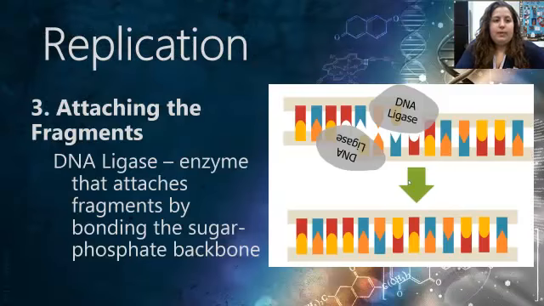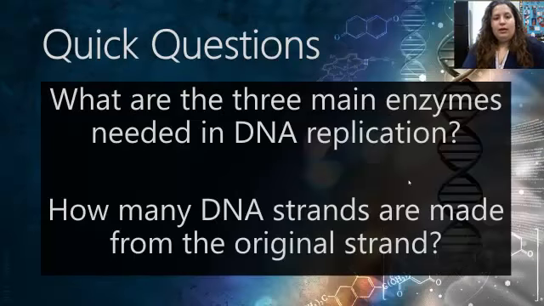The last part is we have to attach those fragments now. So you have all these Okazaki fragments, but they make up a discontinuous strand. The strand isn't brought together. And that's where DNA ligase, our third enzyme, comes in. And it attaches these Okazaki fragments by binding the phosphate sugar backbones of DNA. So what are the three main enzymes needed in DNA replication? How many DNA strands are made from the original strand?